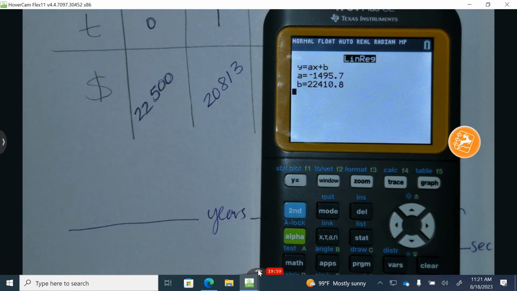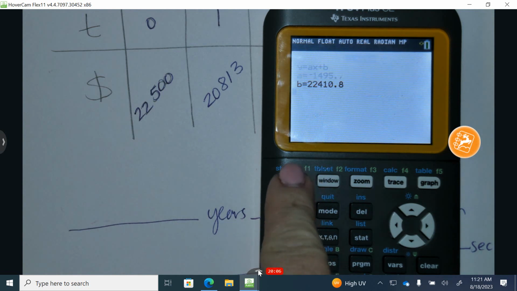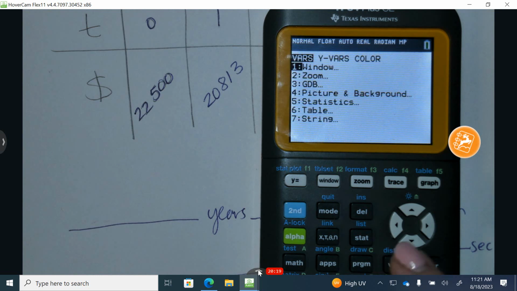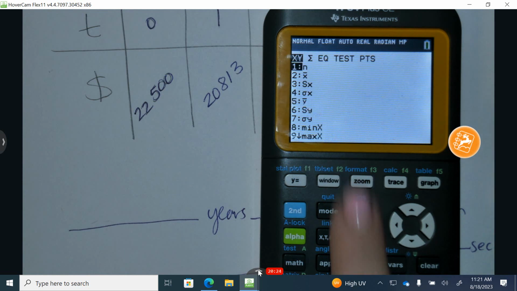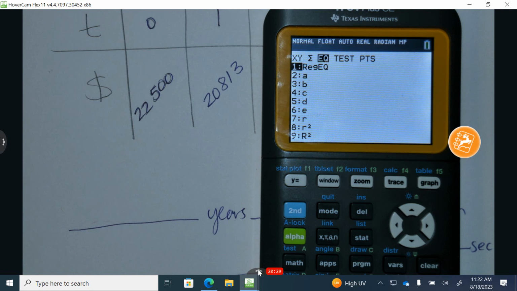Okay, now we need to copy and paste this so that we can see the equation. Please go to y equals. Go to y equals, and we need to copy and paste that in. Directly to your left on the board in black is going to be the directions we use. So after we get to this point, we're going to hit VARS. Find VARS on your calculator. Then go down to statistics. Go to EQ and press enter. That's how you copy and paste it in.